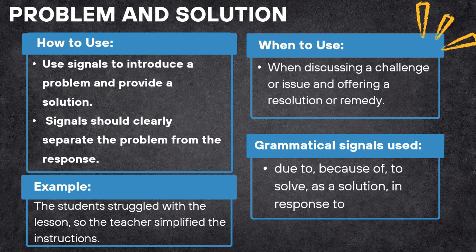The student struggled with the lesson can also be a cause. But the next part is about a solution. So basically, the first part is a problem rather than a cause because the pattern used is problem and solution.